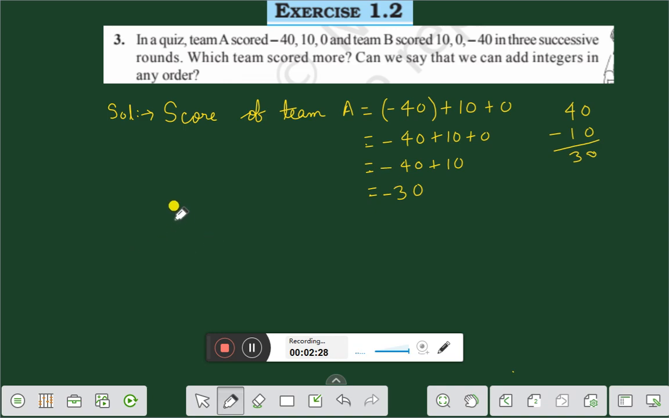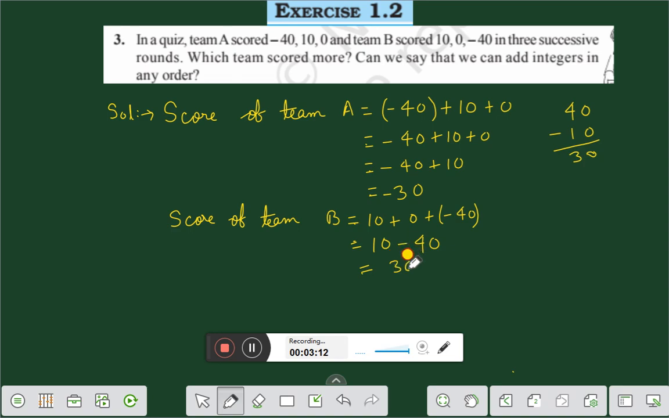Now the score of team B is equal to 10 plus 0 plus minus 40, which comes out to be 10 plus 0 is equal to 10, plus into minus, that is minus 40, and subtract 10 from 40, that is 30.